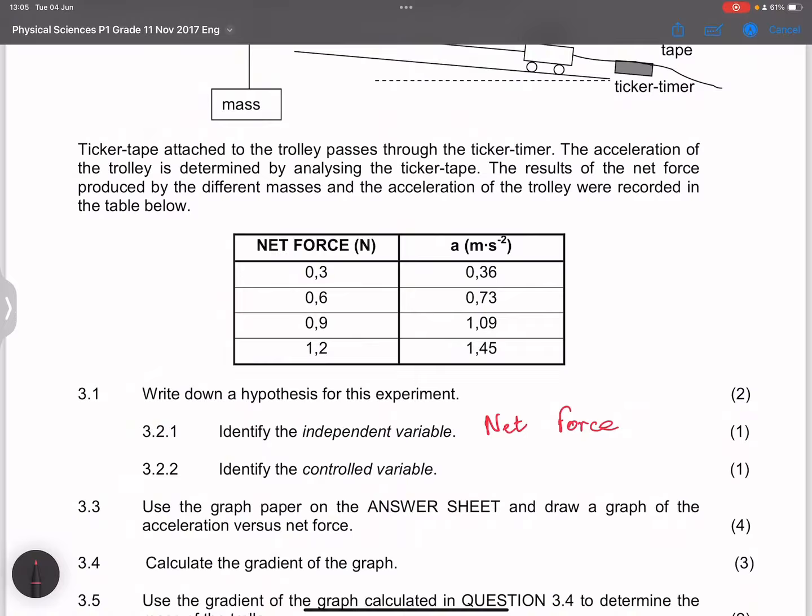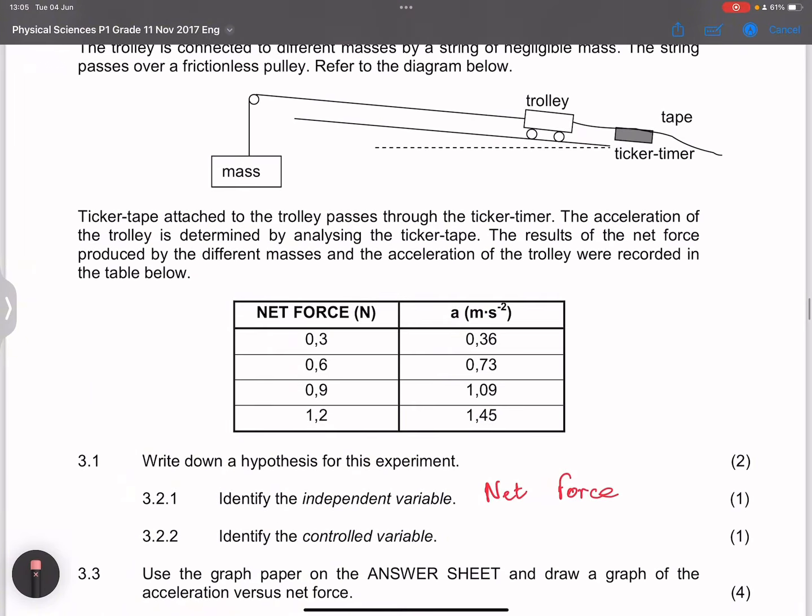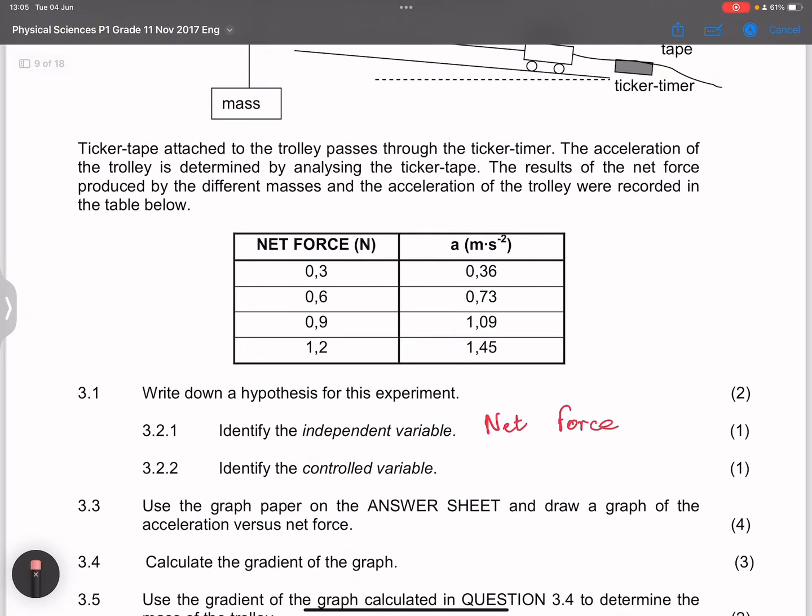As we keep changing that mass, it changes the net force, and as a result, what would be our dependent variable? So acceleration would be the dependent variable. Remember, acceleration depends on the net force, right? As you keep changing net force, acceleration changes. So that would be your dependent variable. But what do we keep constant in this particular experiment? I would say the mass of the trolley, isn't it? So I would say definitely it would be the mass of the trolley.